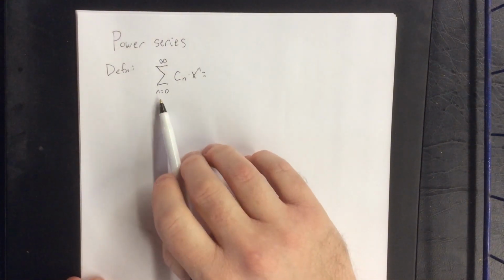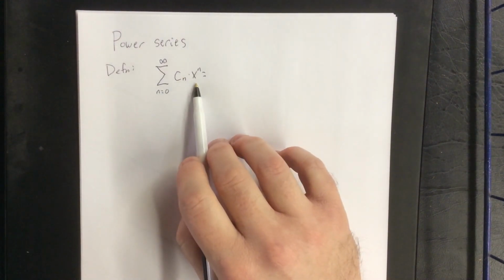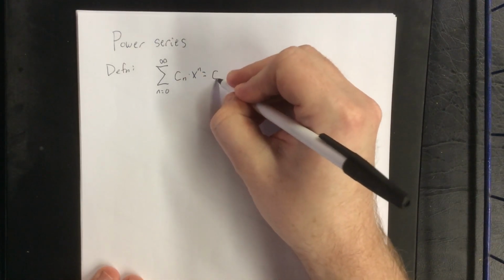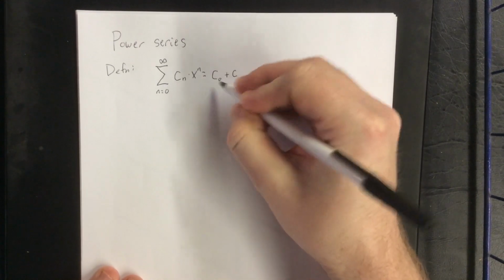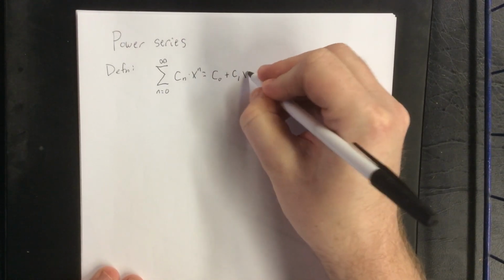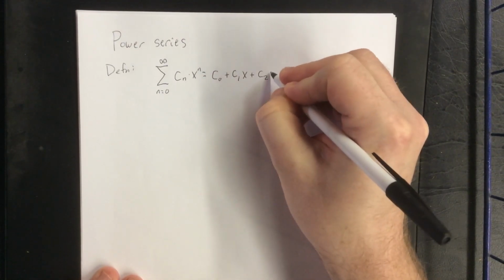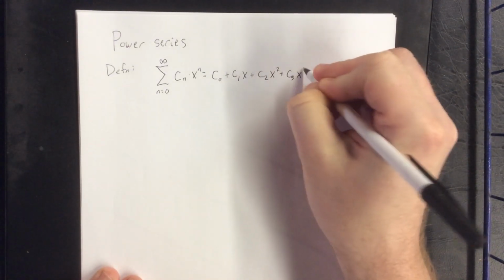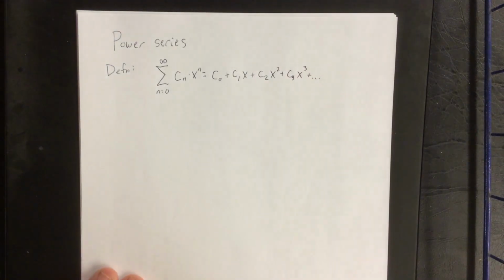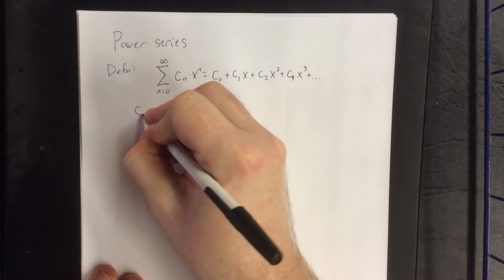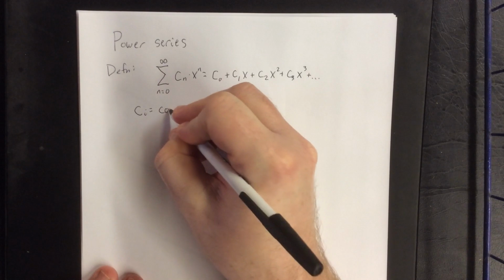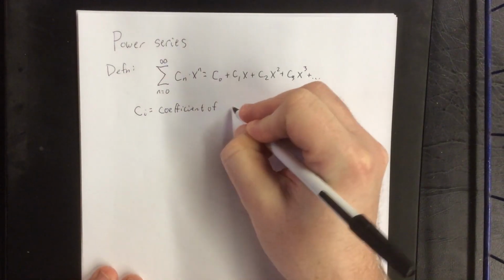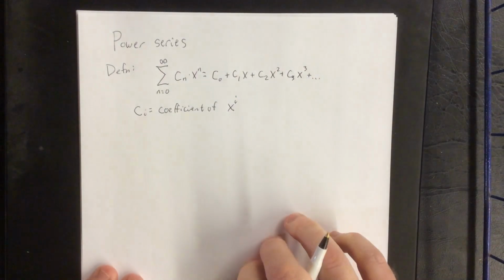Now we're going to assume that when plugging in n equals 0, regardless of the value of x, x raised to the 0 is going to give us 1. So this takes the form of a constant term plus an x term plus an x squared term plus an x to the third term, and so forth and so on. So each of those c's represents the coefficient of x raised to the corresponding power.